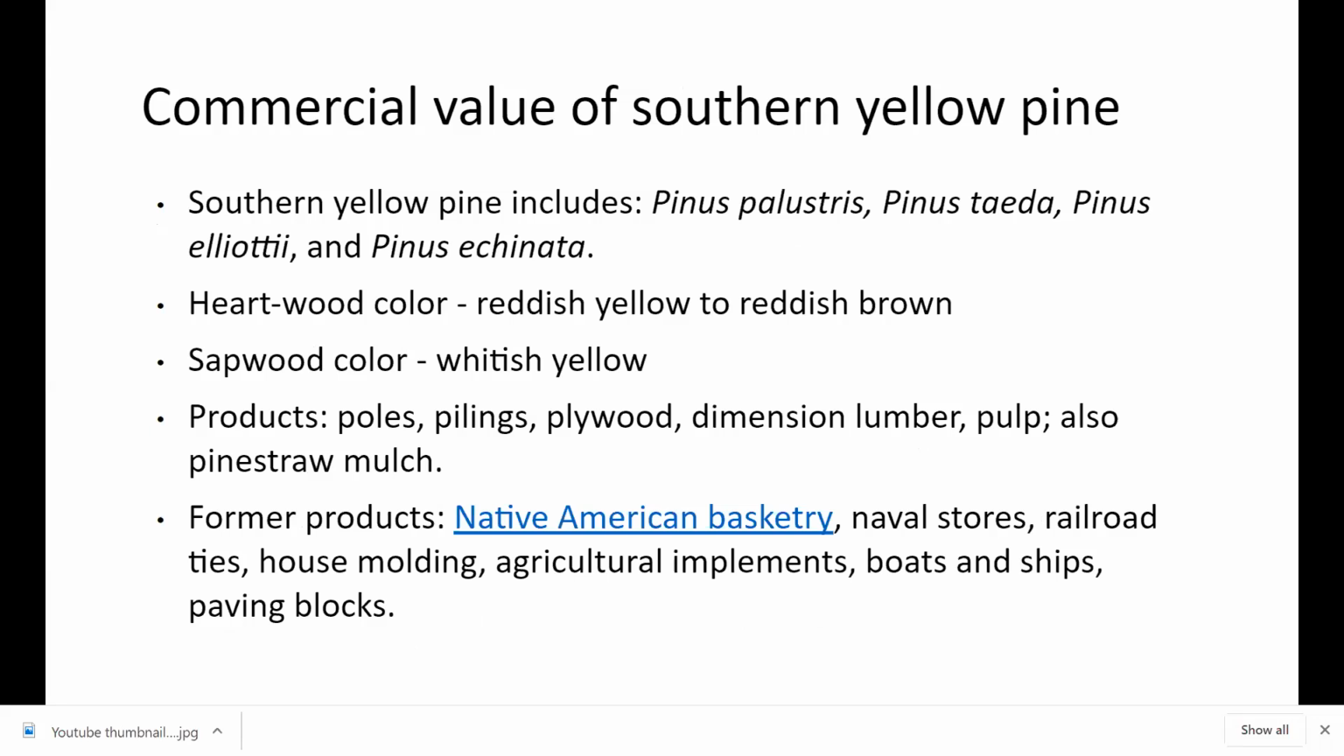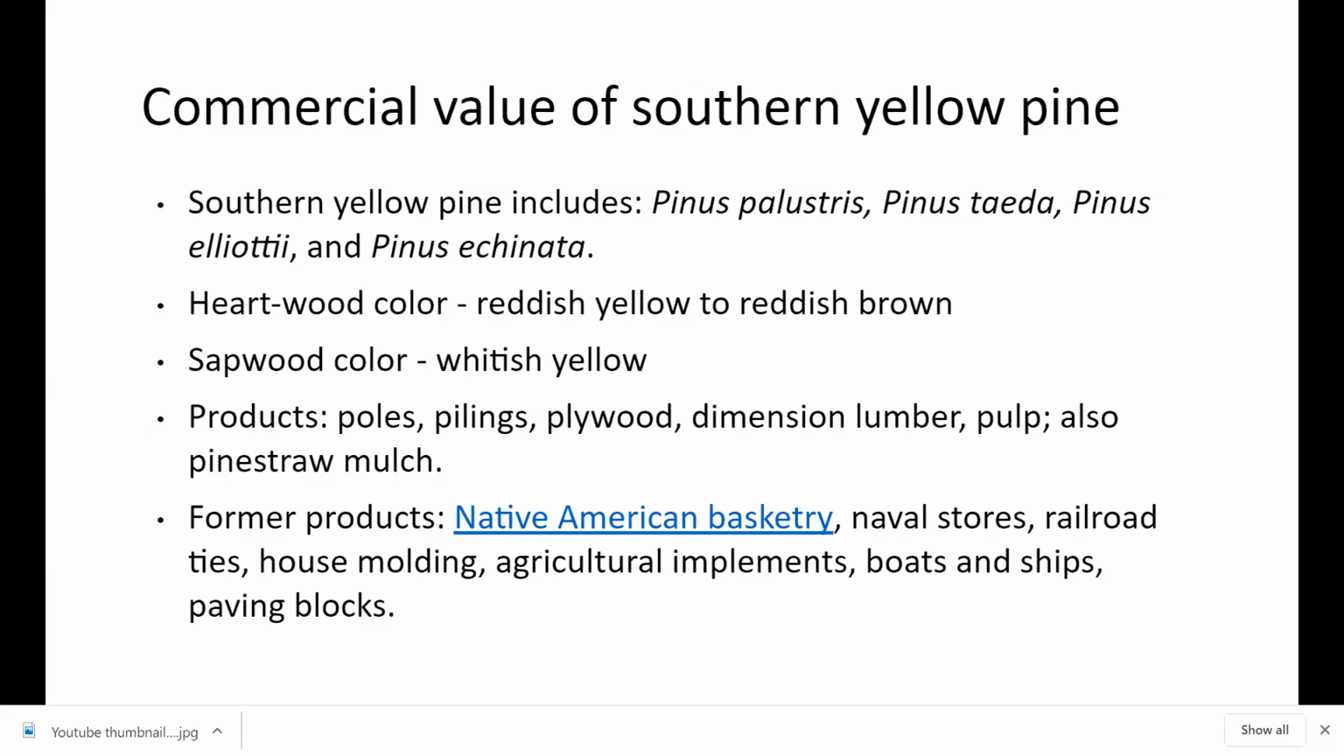So we mentioned longleaf, loblolly, and slash pine. Also includes shortleaf, which is more of a Piedmont species. And it's known for having this reddish yellow to reddish brown heartwood with a whitish yellow sapwood. It is used for a number of different products, right? So everything from dimension lumber, poles and pilings, but also pulp. The foliage is also harvested as pine straw mulch.